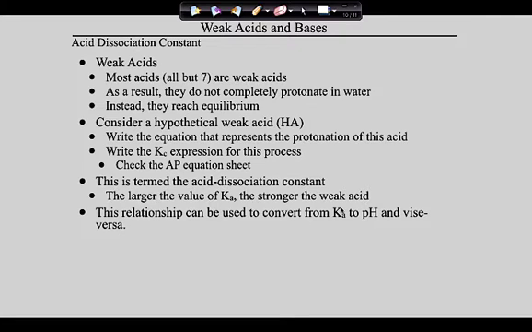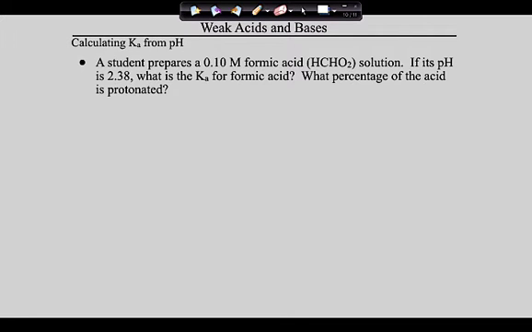You guys okay? Okay. So guys, try this. This is interesting. So it goes like this. You as a chemistry student prepare a 0.1 molar solution of formic acid. Guys, formic acid is HCHO2. If its pH is 2.38, what is the Ka of formic acid? And that you should be able to figure out. But then in addition to that, and Mark, this is why I balked at your idea of percentage, we actually are going to talk about percent protonation. What percent of this actually protonates?